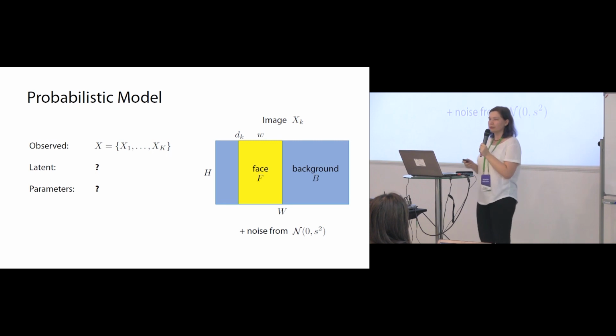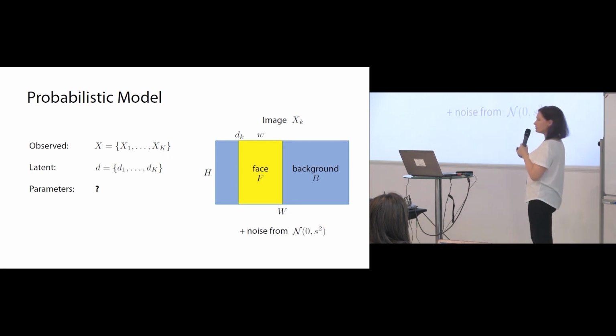And what is the latent random variable? What we don't know. The position, yeah. The position is a latent random variable, and the phase and the variance of the noise, and also the background are the parameters. Okay?